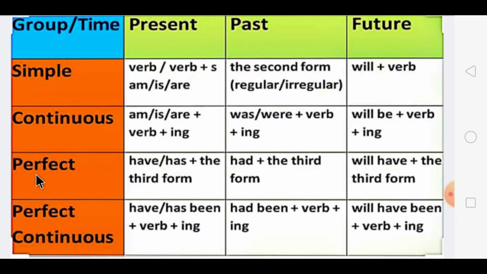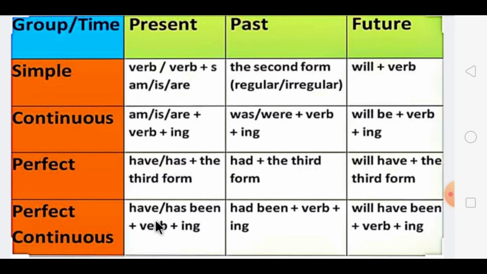The third tense was perfect tense, means present perfect tense. In that, according to the subject, we used has, have, plus the third form, means V3 form of the verb. And the last was has, have, plus been, plus verb, plus ing, that we used in present perfect continuous tense.